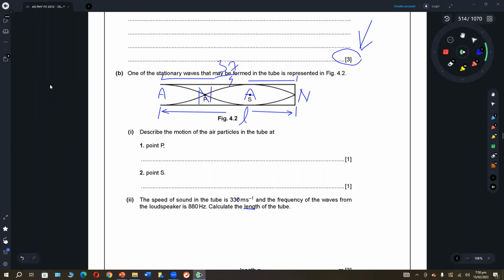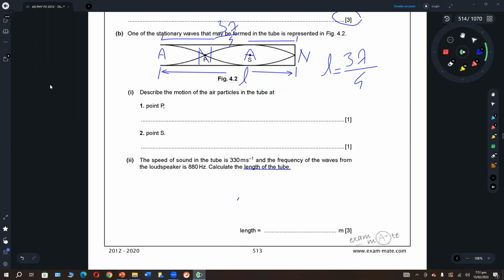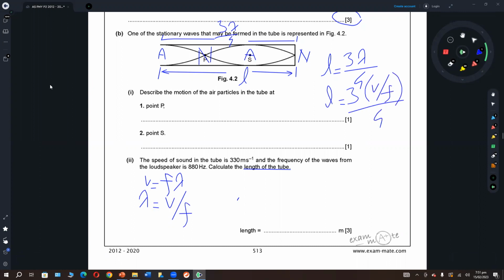He says calculate the length. I got this point that L is equal to 3 lambda upon 4. Formula says V is equal to F lambda. Lambda is equal to V upon F. So what I can do, 3 V upon F upon 4. What is V? The velocity, number. 330. Yes. And what is frequency? 880. Good.